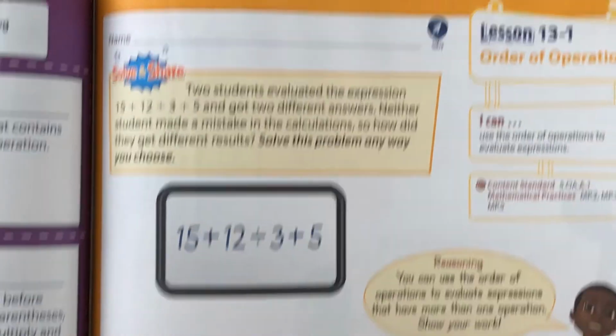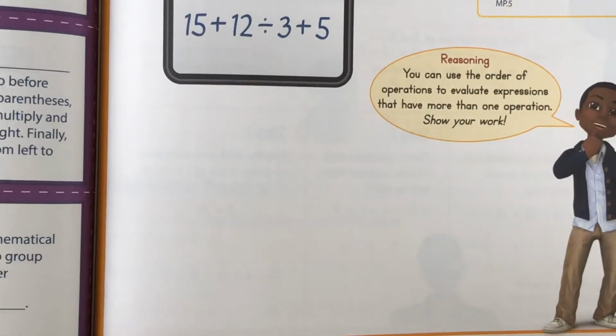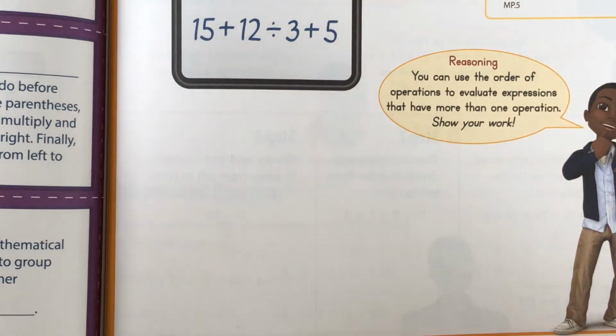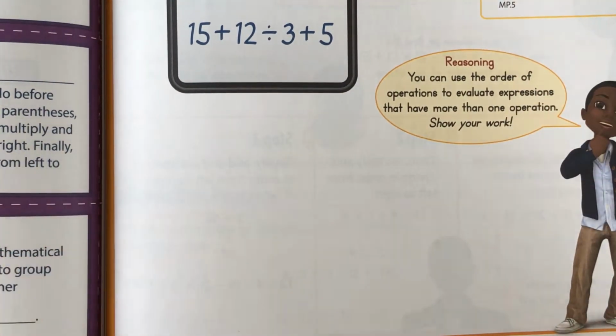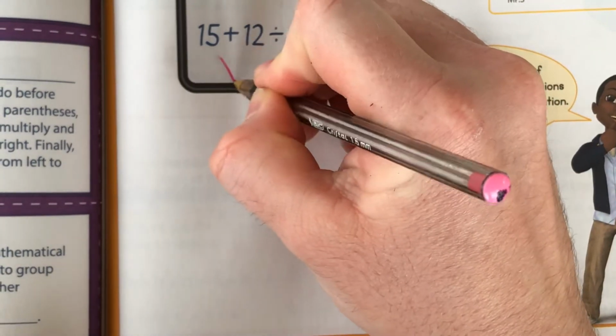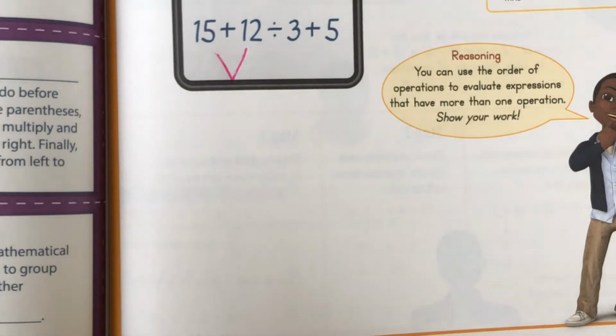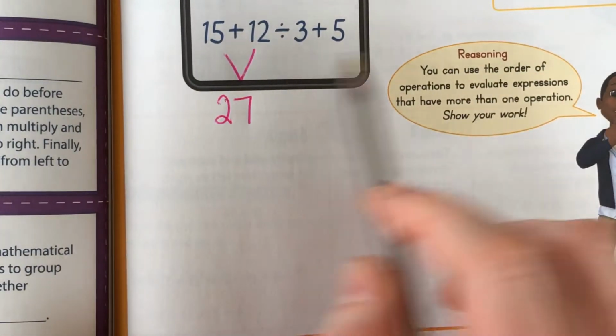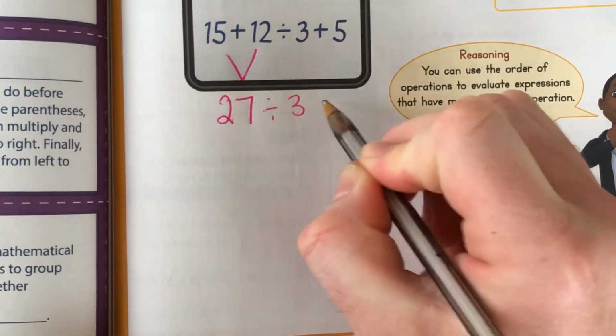So I'm going to do the incorrect way first. A lot of you probably did this, and that's okay because we're still learning. You did 15 plus 12, and you said, okay, that's 27. And then you still have divided by 3 plus 5.